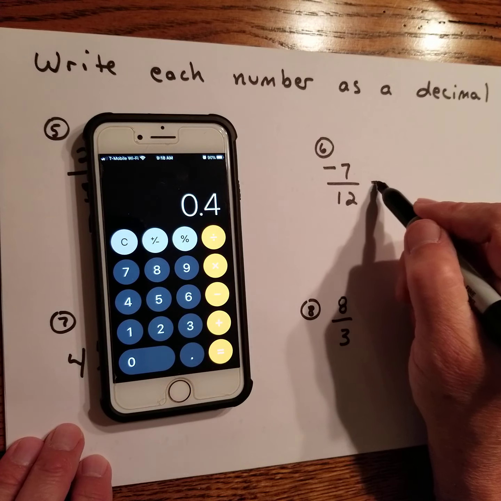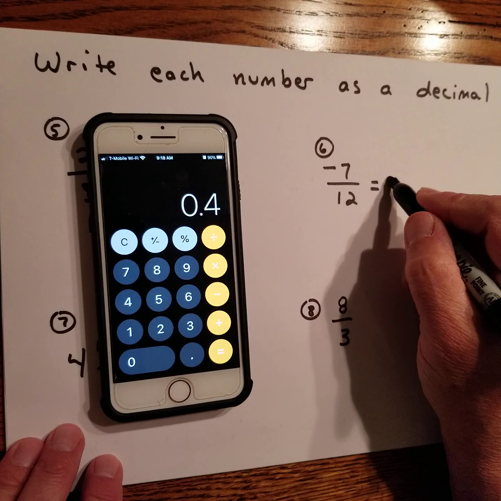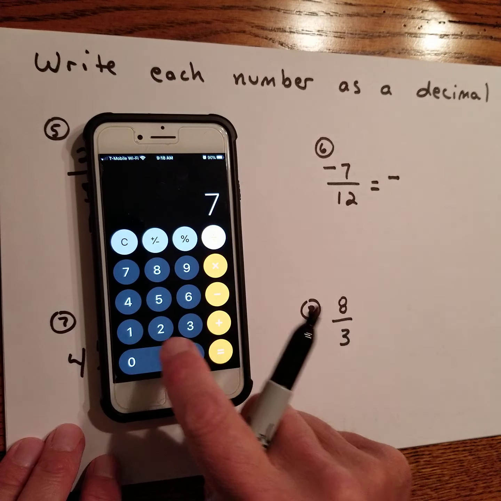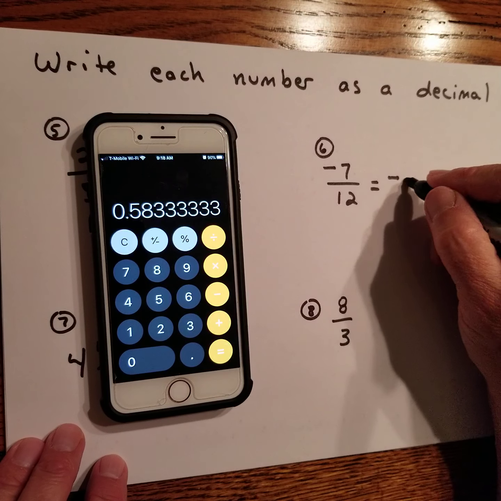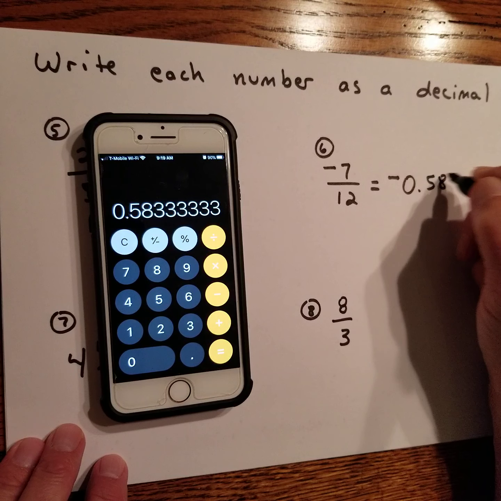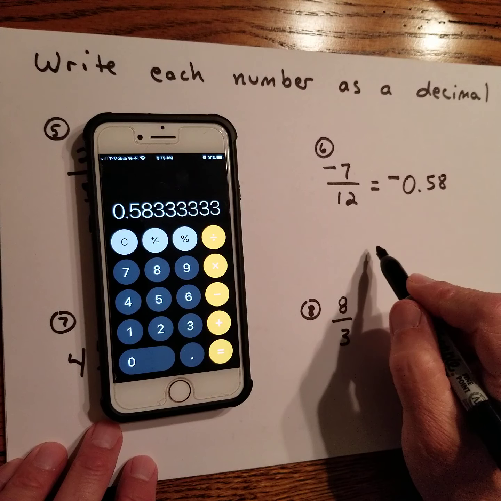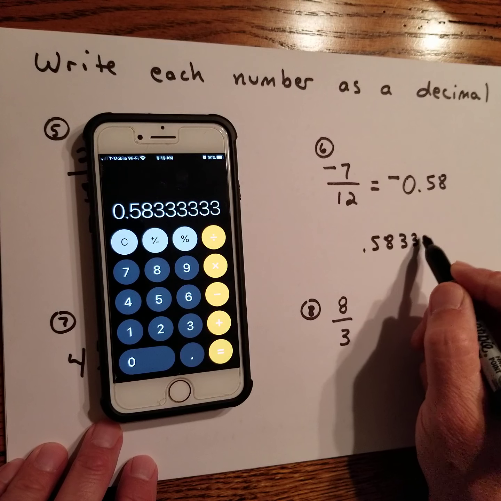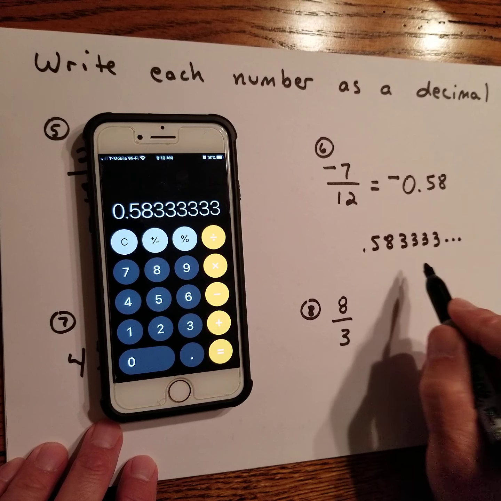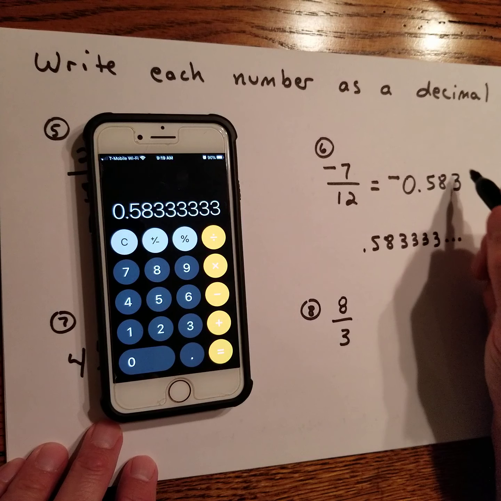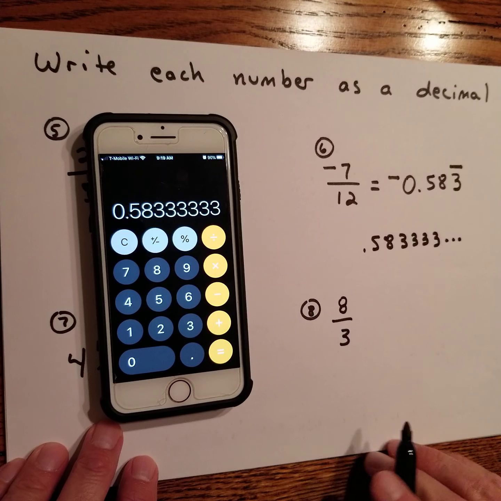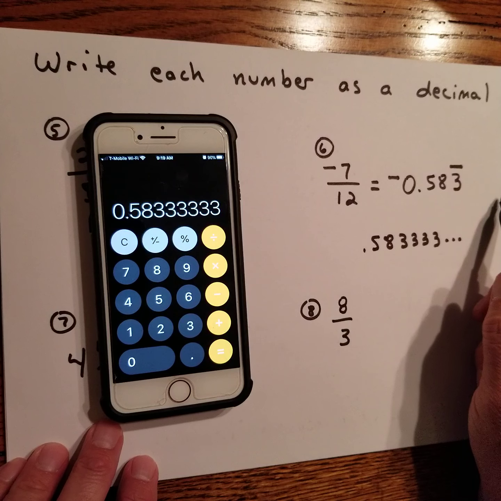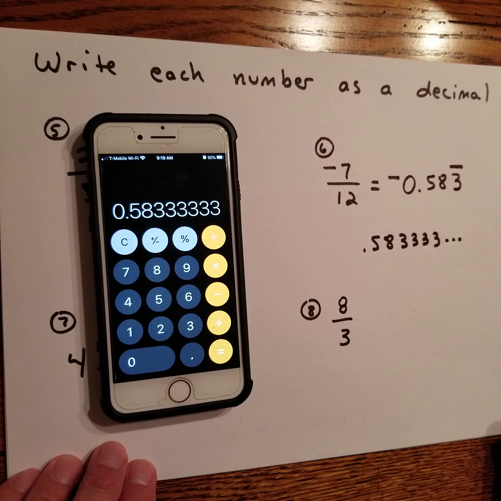On number 6, well, number 6 is negative. Put the negative out front and then type in 7 divided by 12, which is 0.58. Look at those 3's repeating. When your calculator says 0.58 and 3's that repeat, how do we show 3's that repeat? We write 3 with a bar over it. Negative 7/12 is negative 0.583 repeating. There's the best way to write number 6.